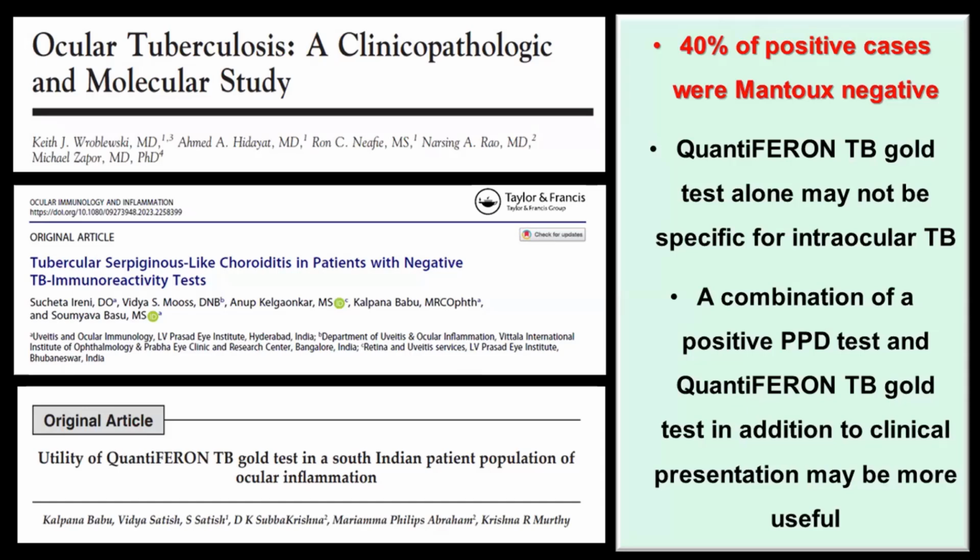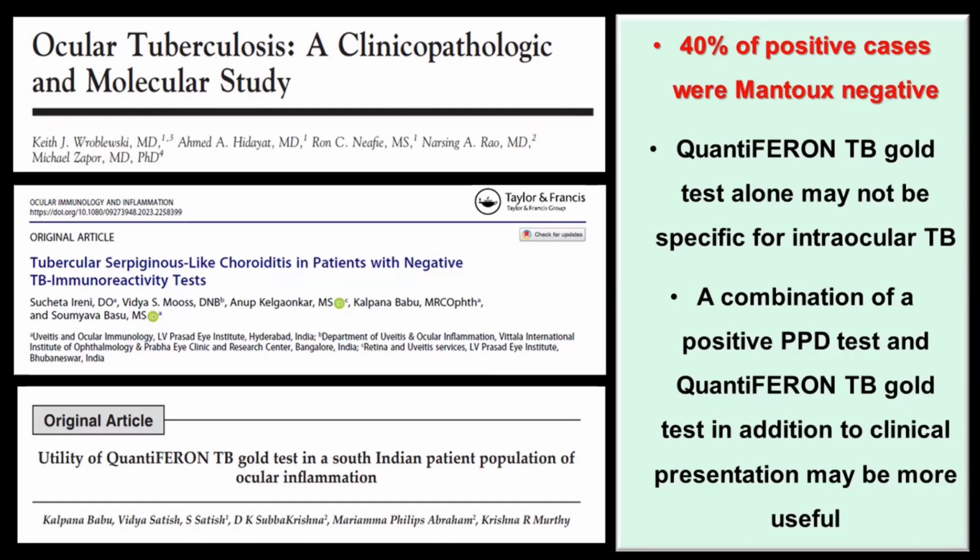Does the laboratory test help us? This is a study from the AFIP, where they have done clinically proven tuberculosis, and they found 40% of the cases which are proven histopathologically TB were Mantoux test negative. So Mantoux test doesn't really rule out tuberculosis. A negative Mantoux test doesn't mean that there is no tuberculosis.